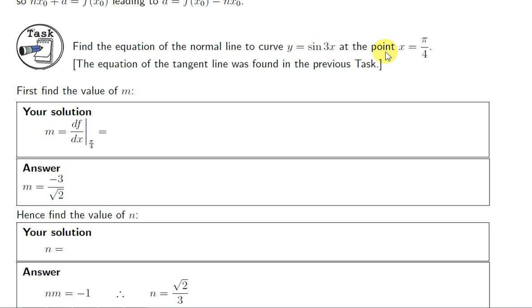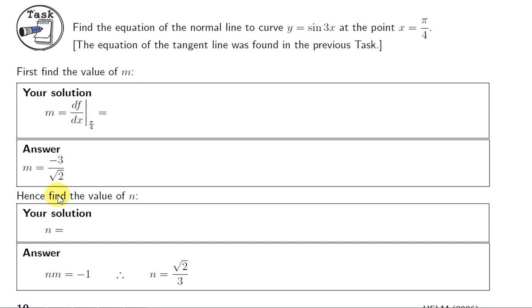So we go back to the previous example. This time we're going to get the normal line at x equals pi over 4. Well, that's easy. We have the slope of the tangent at pi over 4. We found that to be minus 3 over root 2. So the slope of the normal line is going to be got by inverting this and changing the sign. So we just take the reciprocal and change the sign. We get root 2 over 3. That's because if we multiply any number by its negative reciprocal, we get minus 1. And the slopes must multiply to give minus 1 if the lines are to be perpendicular.